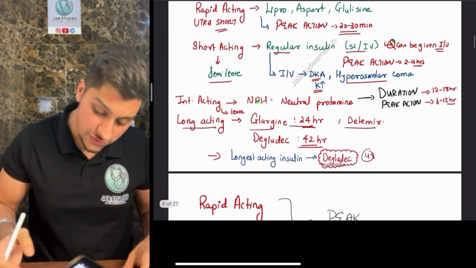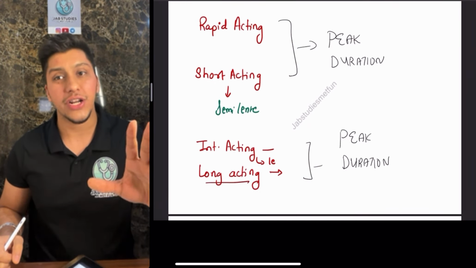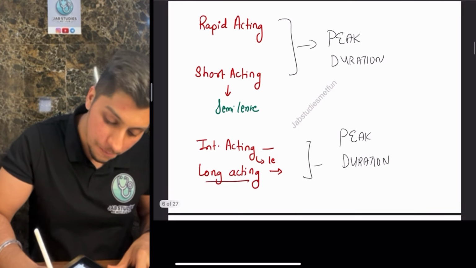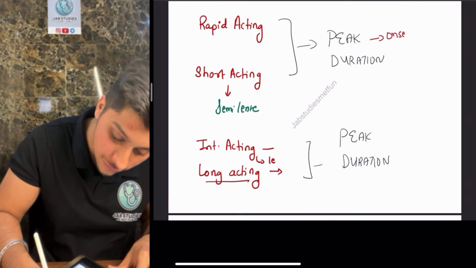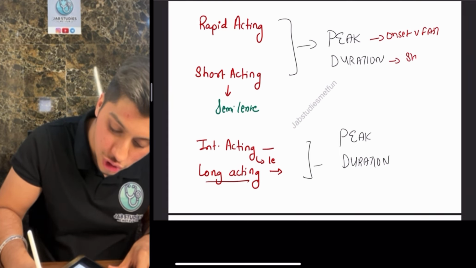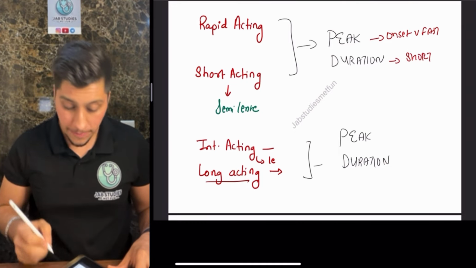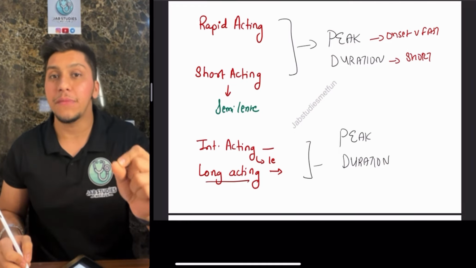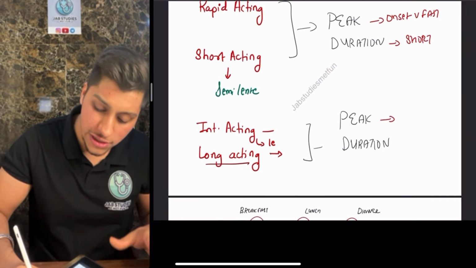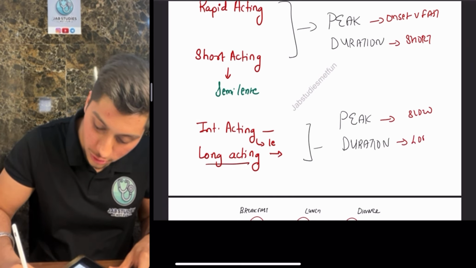Next, once we're done with this, let's talk about the basic difference which we talked about. In ultra short or rapid acting and in short acting, what was the thing you noticed? The peak onset is very fast and the duration is short, correct? On the other hand, the intermediate acting and the long acting are the ones where the peak is very slow, it starts slowly, but the duration is going to be long.